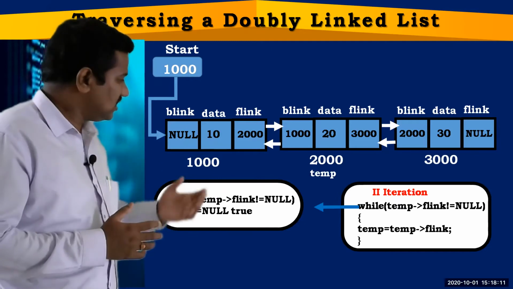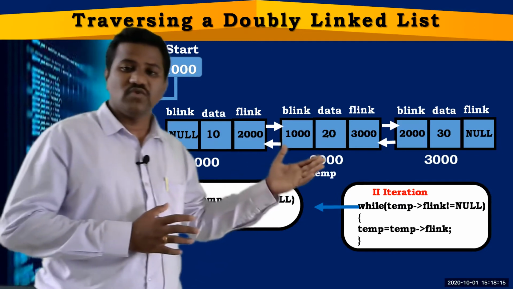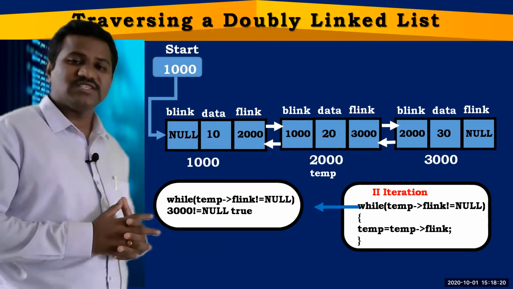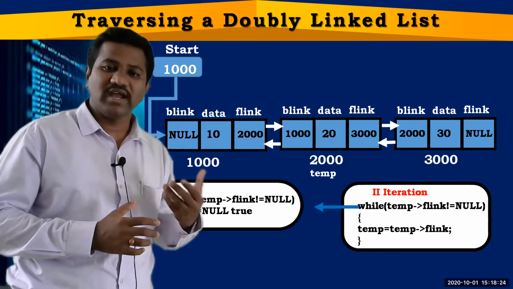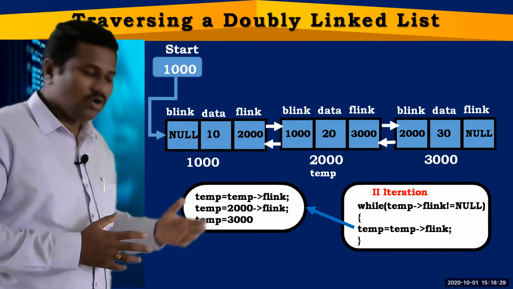After moving temp from the first node to the second node, now we need to go with the second iteration, and we will be checking that while temp forward link not equal to null. So temp is what? 2000. Forward link will be having 3000. So 3000 not equal to null means the condition is going to be true. If the condition is true, again what do we need to do? We need to make temp move from this second node to what? Third node, right?